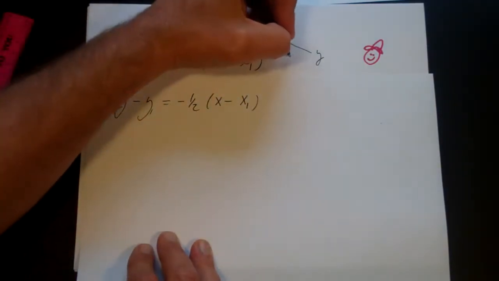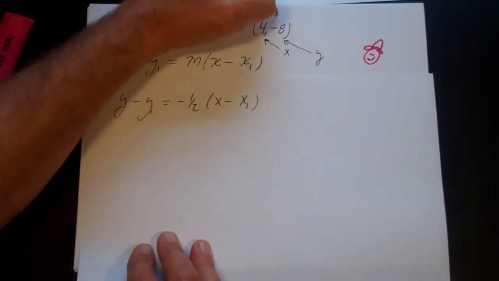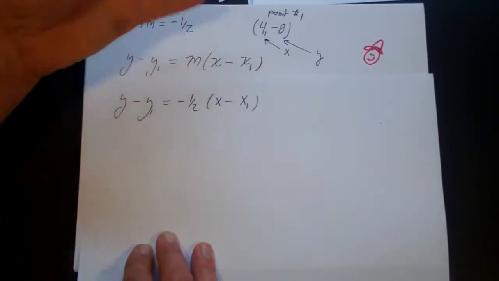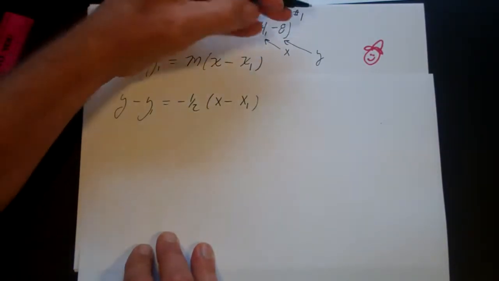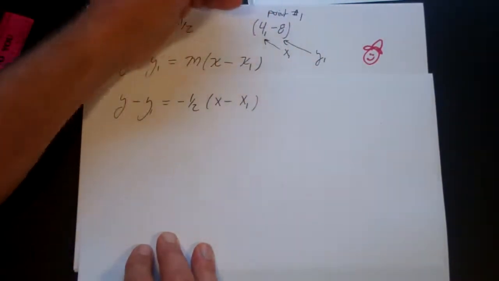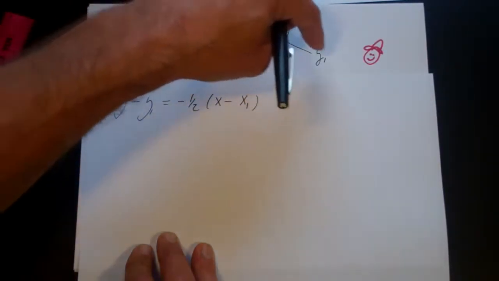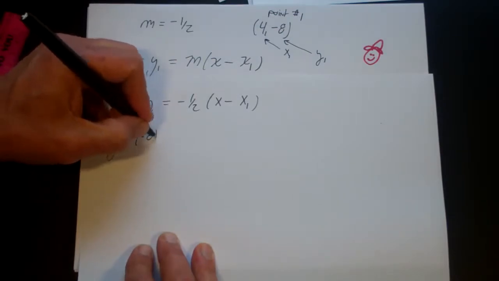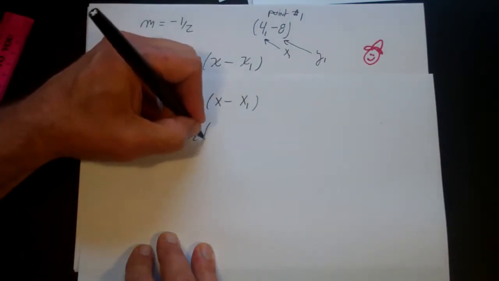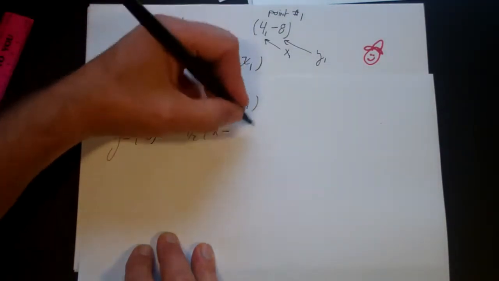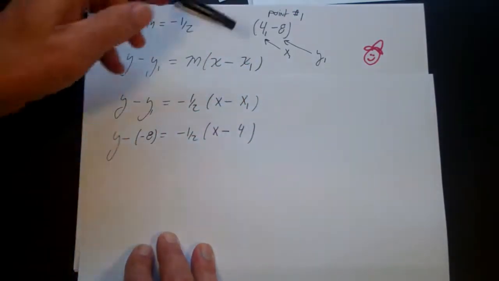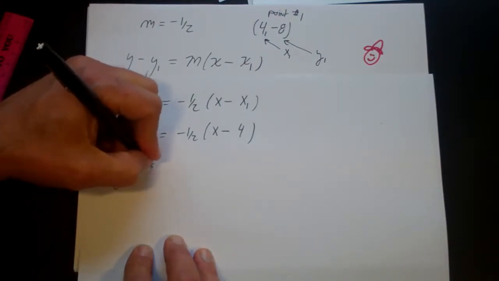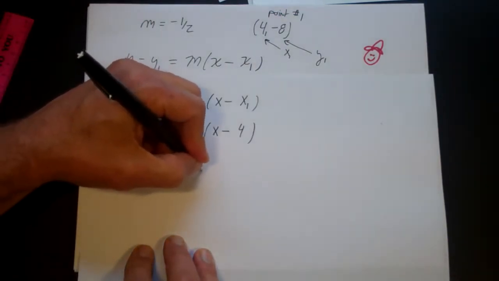So we can call this point number 1. Since it's the only point we have, it kind of makes sense, but if we're given more points, it wouldn't matter. This is going to be called x sub 1 and y sub 1 because it's the x value of point number 1, the y value of point number 1. So that's going to be y minus a negative 8 is equal to minus 1/2 times x minus 4. All right, I just plug these values in for x1 and y1. So that's y plus 8 is equal to minus 1/2.